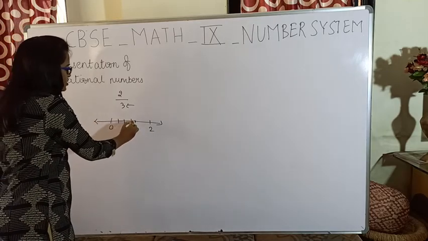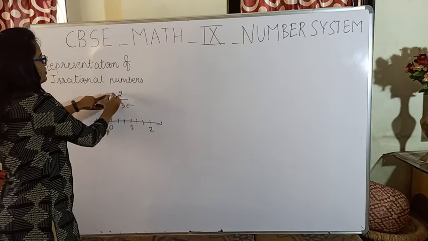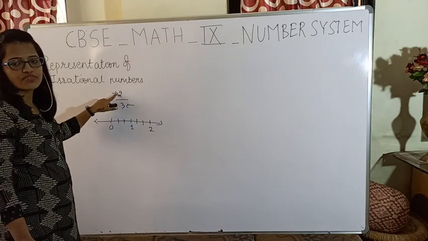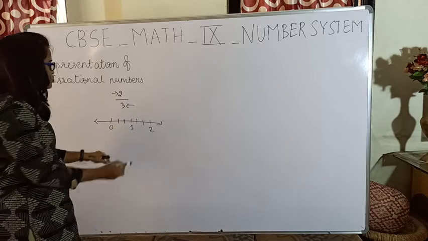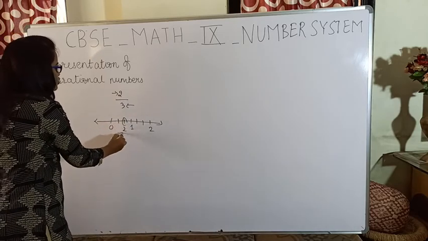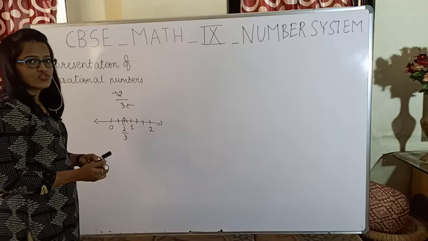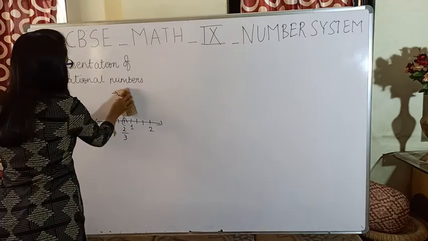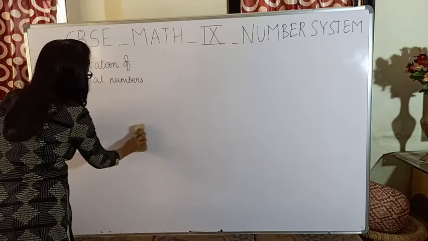So 1, 2, 3, 1, 2, 3, and the number at the numerator, that much you have to count, or that much number you have to consider. So 1, 2, so somewhere here is your 2 by 3. This is how rational numbers are represented on the number line. Now let us see how to represent irrational numbers on the number line.